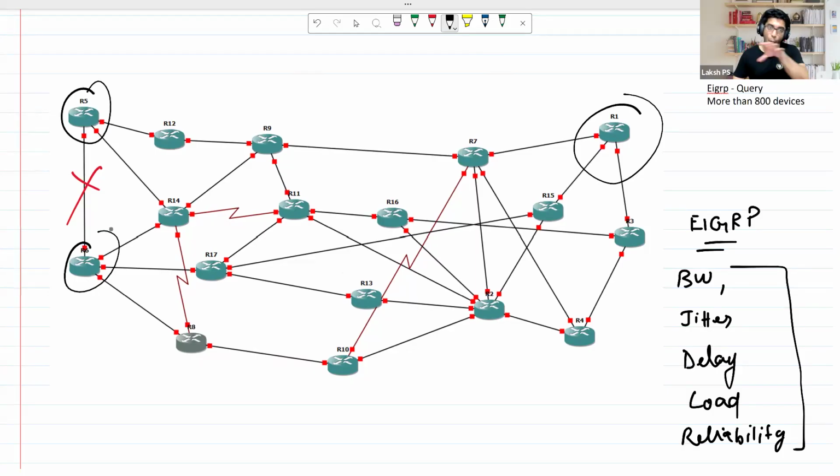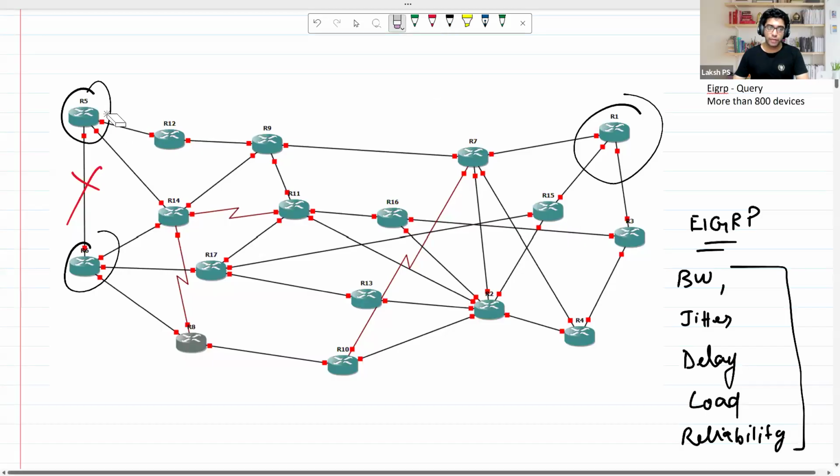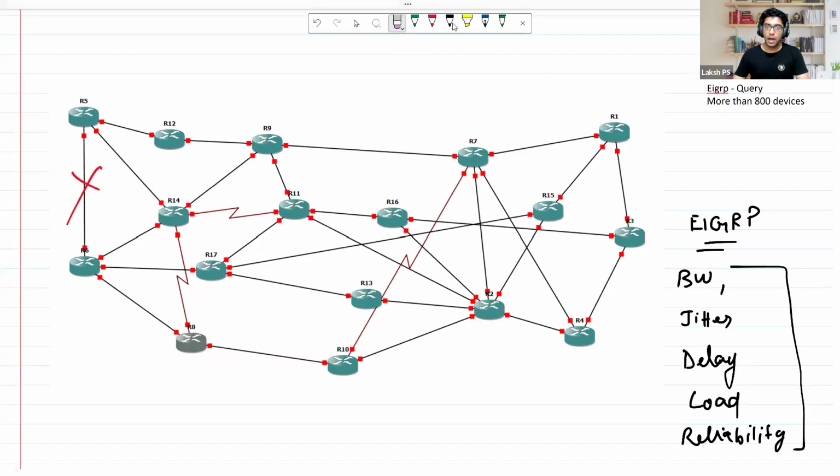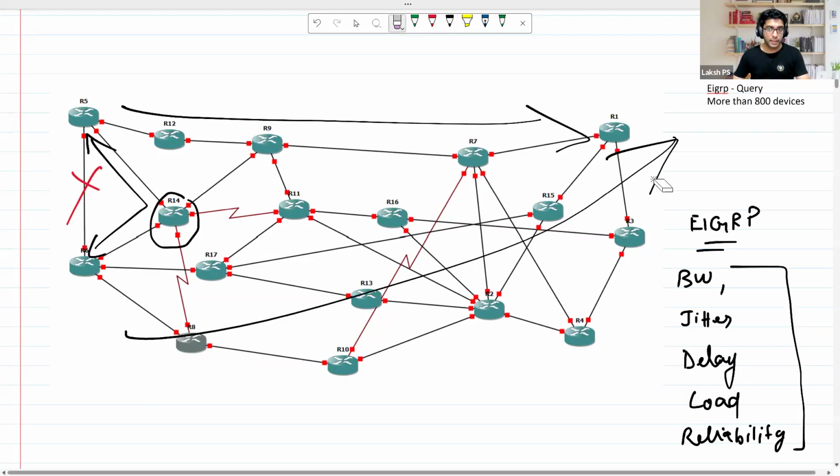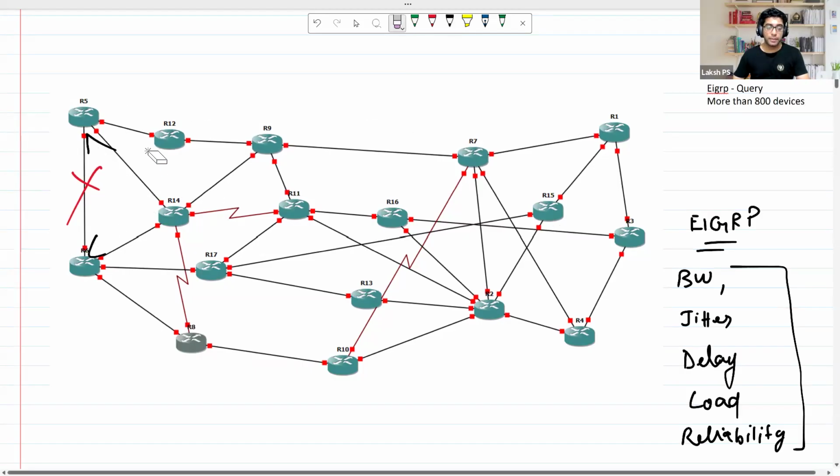It is going to respond to all the query messages using that best path only. However, again, it's a waste of time for R1. Why? Because R5 and R6's directly connected router R14 is going to say, yes, through me you have the alternate path to reach each other. So what was the point of that query message being sent to R1 all the way? There was no point. So what is happening? The messages in EIGRP are consuming a lot of the router's resources, not required.